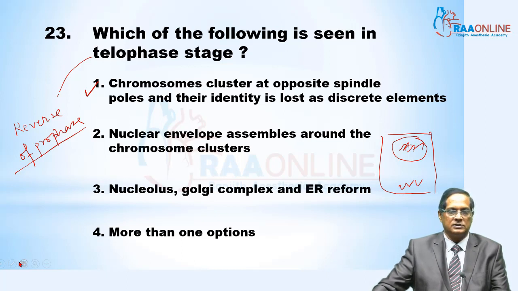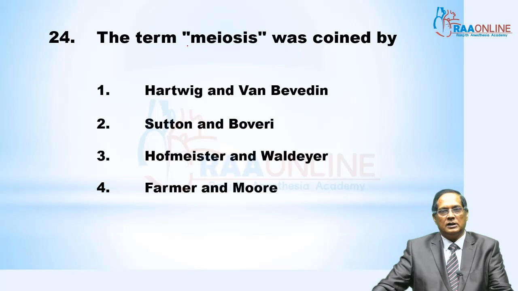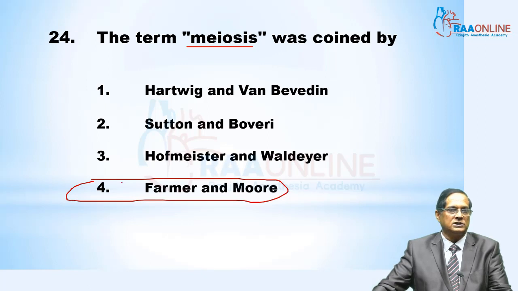That's why the answer is more than one. Term meiosis, information based question, answer is Farmer and Moore. Term mitosis was given by Walter Flemming, whereas term meiosis was given by Farmer and Moore.